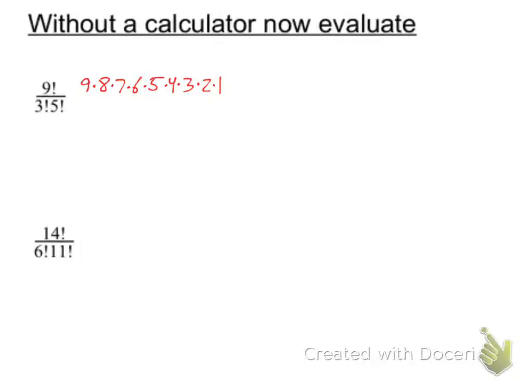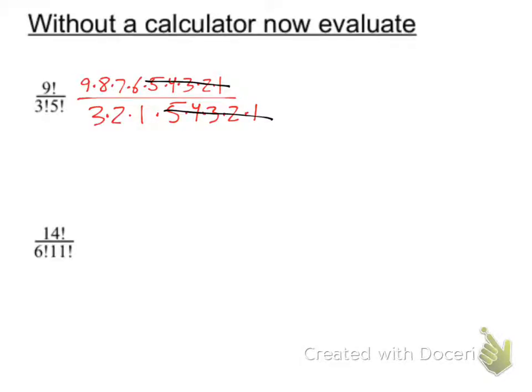Obviously the 1 doesn't really mean much because you multiply by 1, it doesn't change. That is all over 3 times 2 times 1, guys, times 5 times 4 times 3 times 2 times 1. Here's the cool thing, guys. I'm dividing the stuff from the top there. I'm going to cancel. The easiest thing to do is cancel the largest one. The largest one is 5 down.